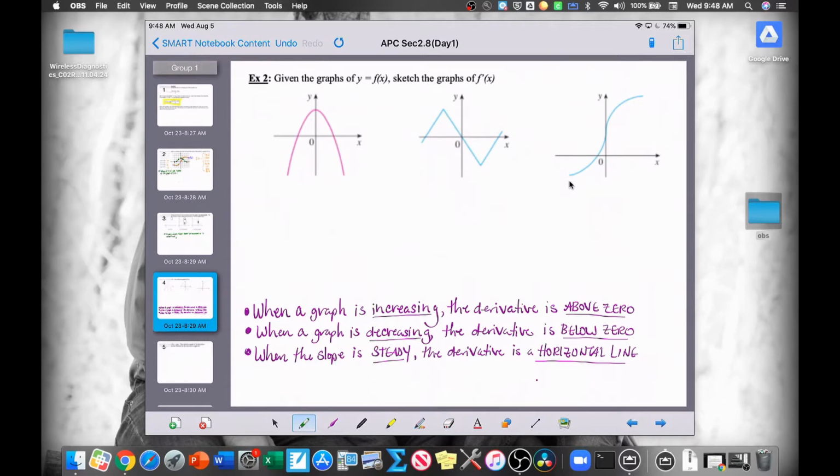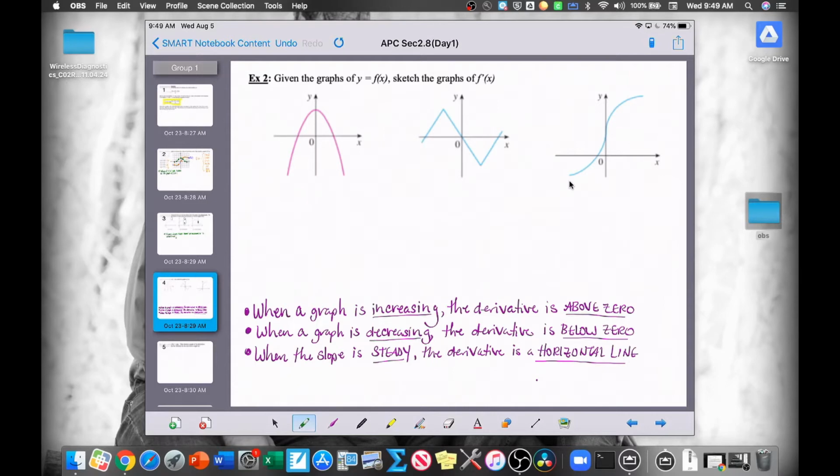When a graph is increasing, so from left to right, graph's going up, the derivative will be above 0. When a graph is decreasing, so from left to right, graph is going down, the derivative will be below 0. And then when our slope is steady, like when we have a slope of 1, think about a linear function where the slope is always steady. So when we have a steady slope anywhere on our curve, the derivative will be a horizontal line, because if the slope is always 1, then the derivative is always 1, which would be a horizontal line. So these are things to think about as you're taking a graph of f of x and trying to sketch from it the graph of f prime of x.